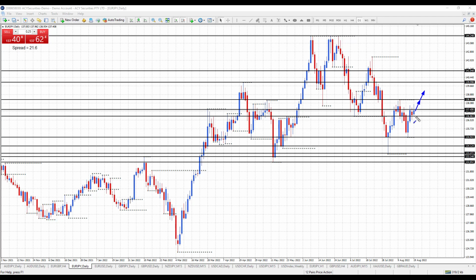Of course, if we start to move below 136.86, watch for that to become resistance once more for a move down. So that's the key area of support and resistance to watch, 136.86. Does it hold as support, or do we move back below and does it become resistance once more?